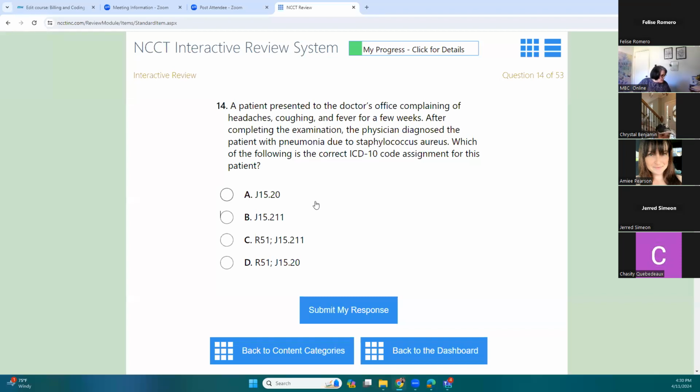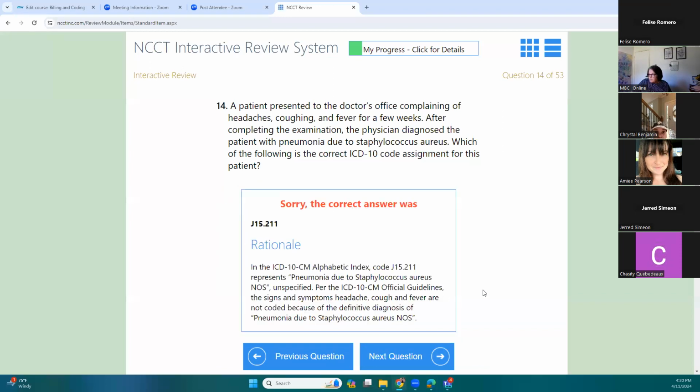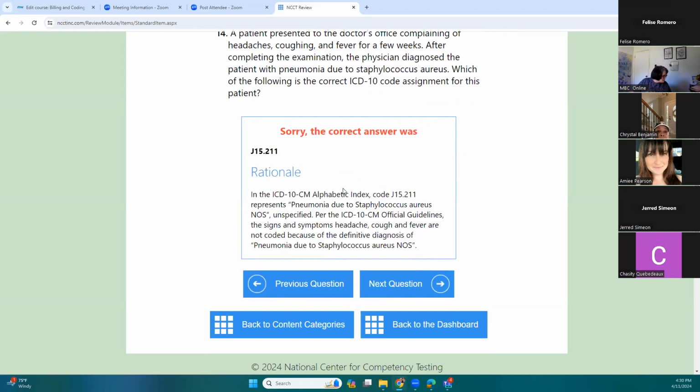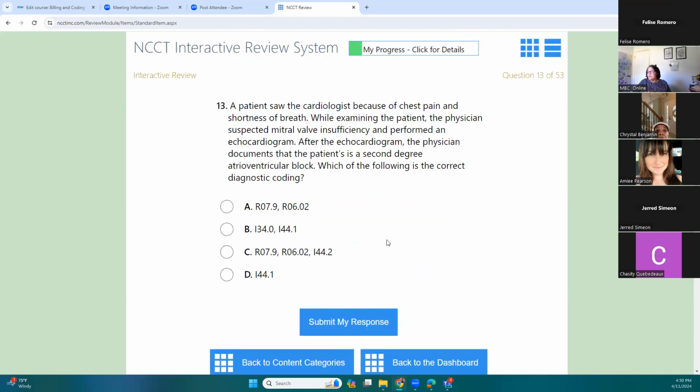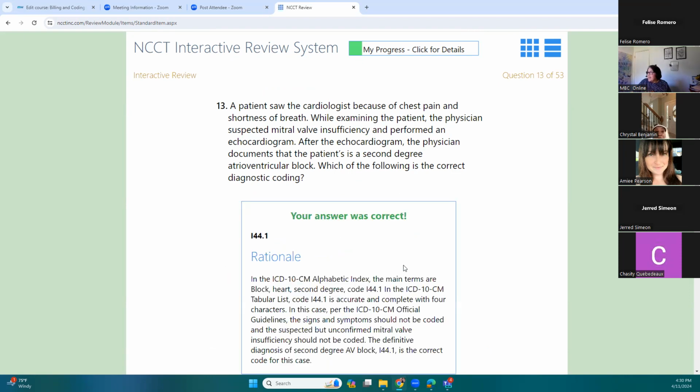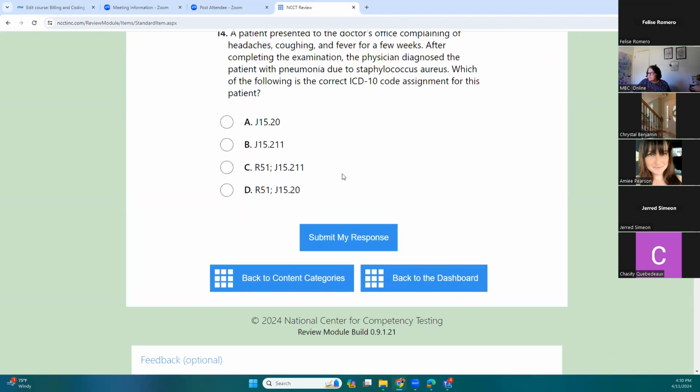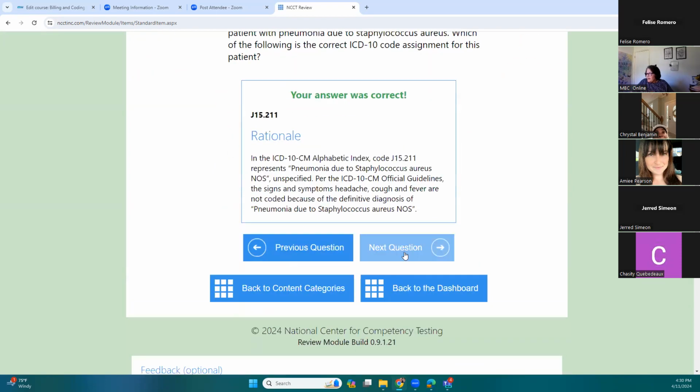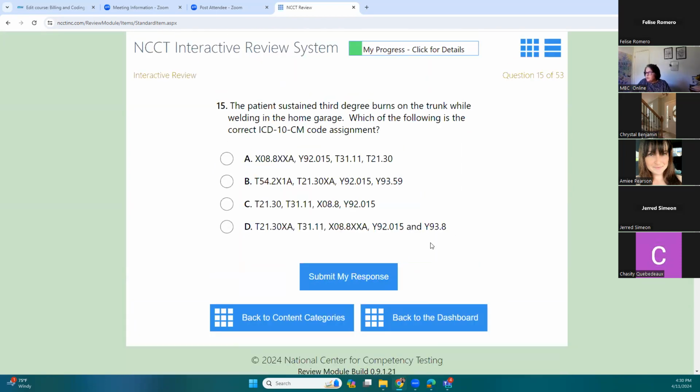So J15.20 says pneumonia due to Staphylococcus. So, okay, hang on a minute. The reason why I went back and I said no, because J15.21 has the auroras at the end. You are absolutely right. That's exactly what it is. I missed a word. So it's B because of the auroras, whatever the word is. All right.